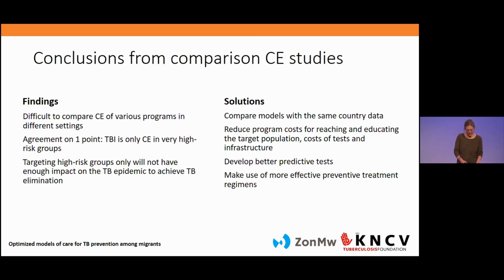But there is agreement on one point. The TB infection screening is cost effective in very high risk groups, and then also targeting only the high risk groups will not have enough impact on the TB epidemic, especially if you want to contribute to the TB elimination goal. So for more impact, it would be preferable to screen the largest possible population. But current tools have low predictive value for development of disease and are too costly in terms of finances and also required human resources. So to reduce the program costs for reaching and educating the target population, costs of tests and infrastructure, we need to develop better predictive tests and make use of more effective preventive treatment regimens.